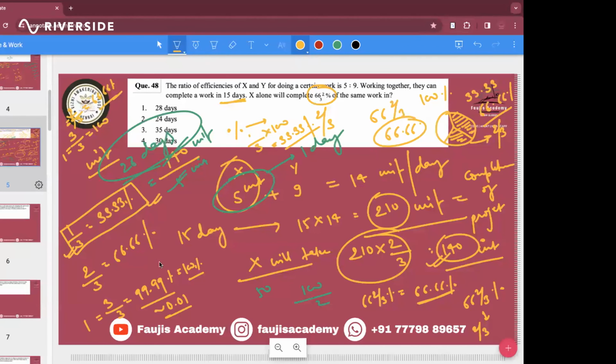Got it? Or otherwise, what you can do is simply calculate it. How much is that? When you calculate it, 66 into 3, 200 by 3. Okay, percentage. What did I tell you? Percentage means what? 1 by 100. Do it like this. Are you getting 2 by 3? Yes, sir. Cool. Shall we move?